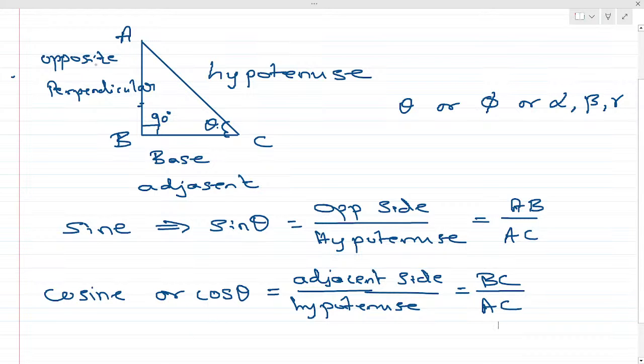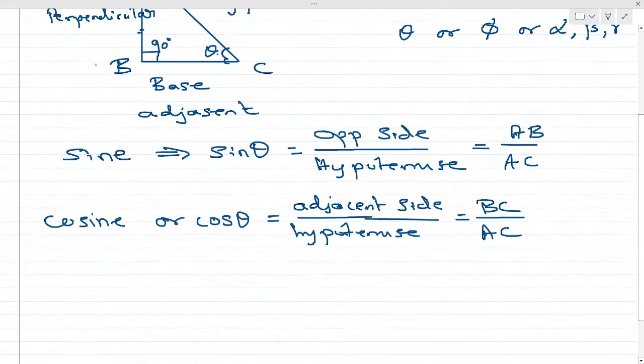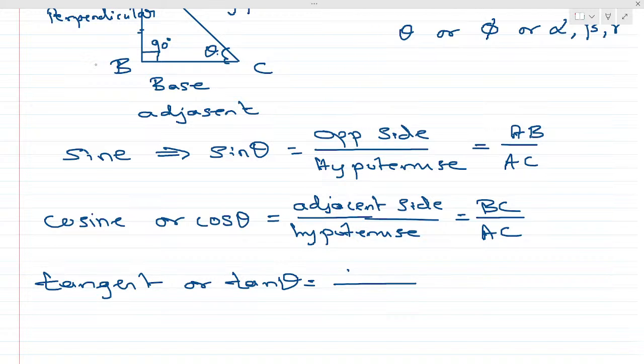Further, I have the tangent of an angle, which can be written as tan theta. That is the opposite side by the adjacent side. Therefore, it is AB by BC.